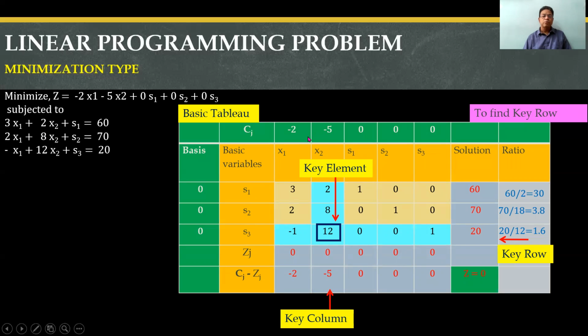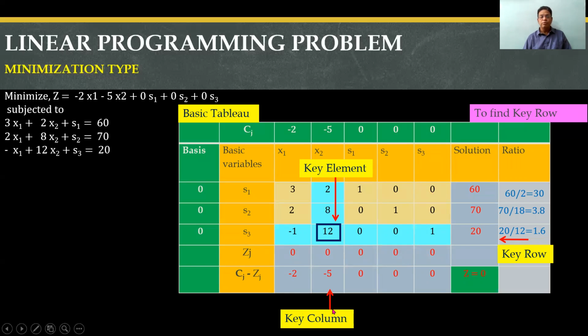Now we want X2 to come in the solution. If we want X2 to come in the solution, we have to make this part of the identity matrix. So this will become 1, this will become 0, and this will become 0. Now this is already 1. So you can see S3 will no longer be part of the solution. Basically, S3 will no longer be the basic variable. So this column, which was 0, 0, 1, will become 0, 1, 0 hereafter. So we'll see how it happens.